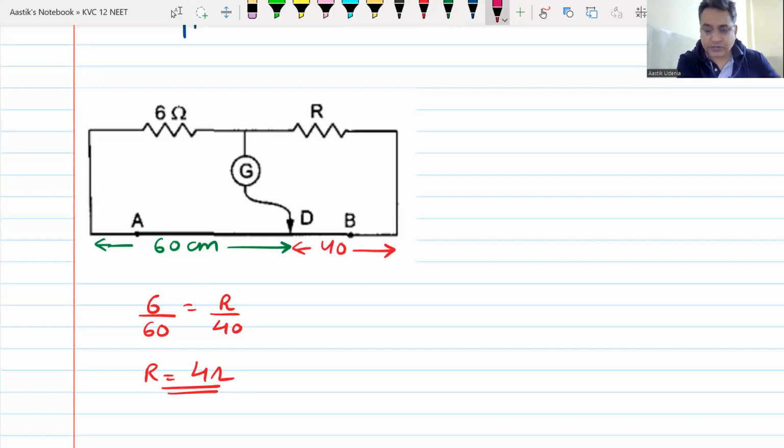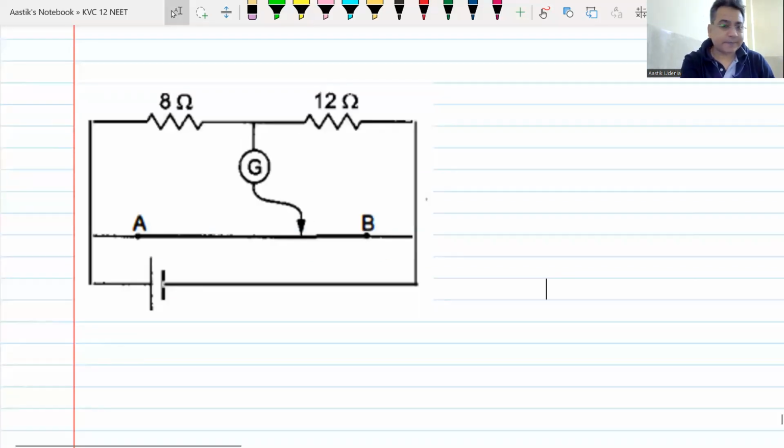Can I give you one more question on this? Yes, sir. Now this is the reverse question of this. 8 ohm and 12 ohm resistance are given. This is a meter bridge, 100 centimeter wire. Can you find out where will I get the null point here?